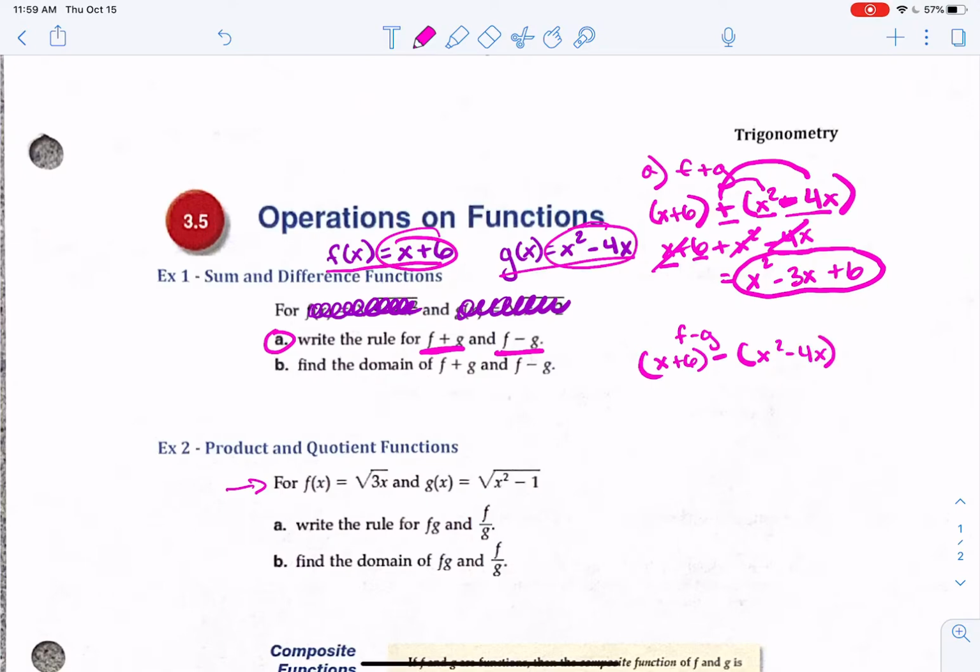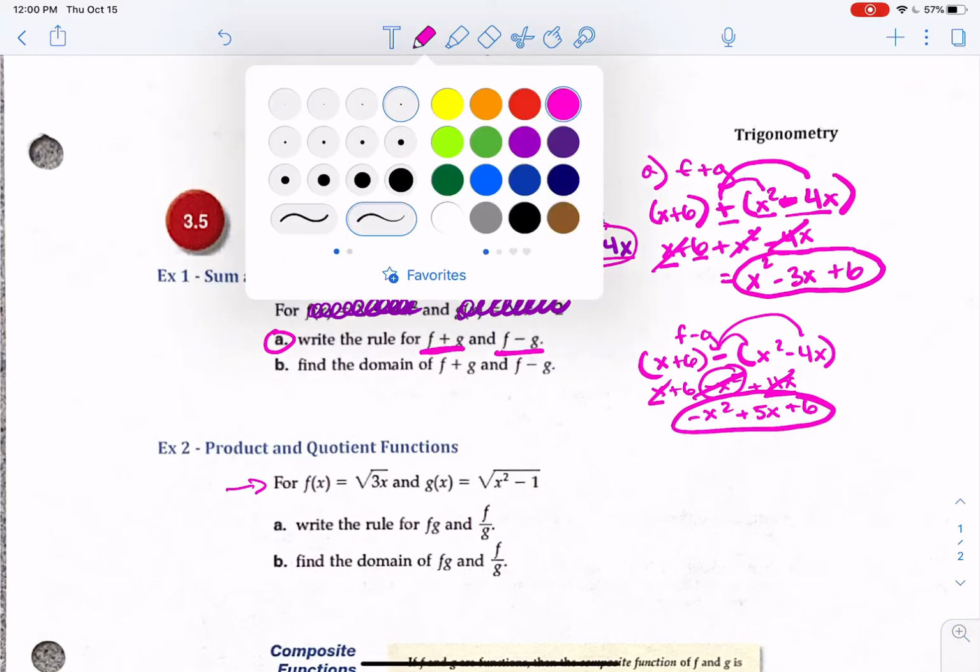When you're doing subtraction, it's just one more extra little step, because you do have to think about distributing that negative across. The x plus 6 will not change, but distributing the negative through will make that negative x squared. Negative 4x we'll change to be plus 4x, and then we'll just combine like terms like normal. So negative x squared, I'm going to write him first. Then I have x and positive 4x that I can add together. That will make plus 5x. And then I have plus 6. So just slightly different when I'm subtracting. Okay. Now I'm going to move on to part B.